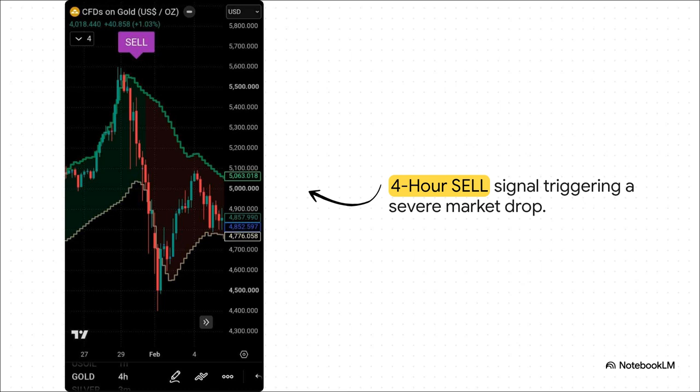For days on end, as the price plummets from the 5,500 range all the way down past 4,500, that red cloud filters out all the messy intraday noise. Even when you get those short-term green candles pulling back up, they smack right into that red cloud and just fail. The macro trend stays perfectly intact thanks to that clear visual boundary.